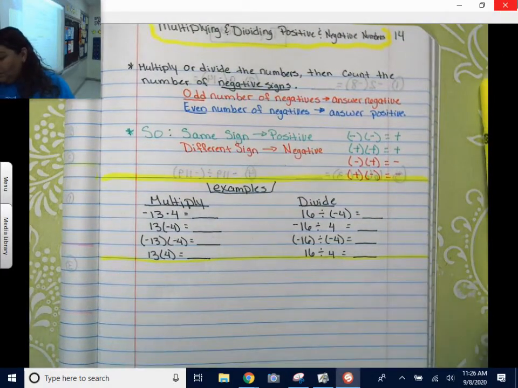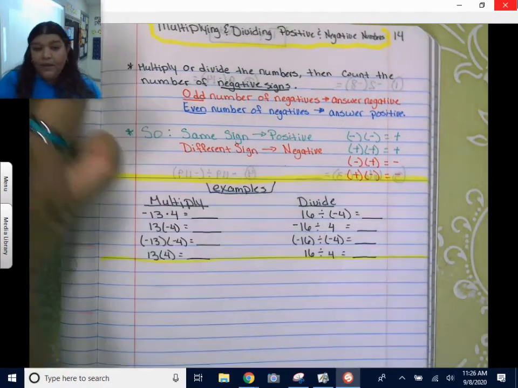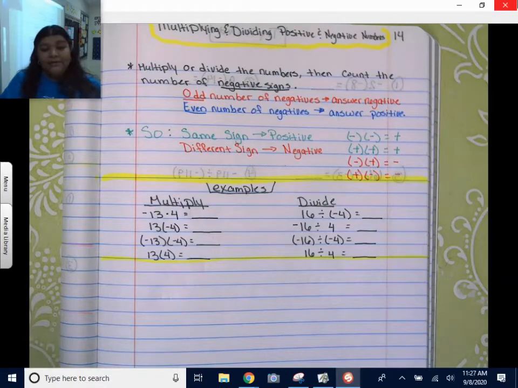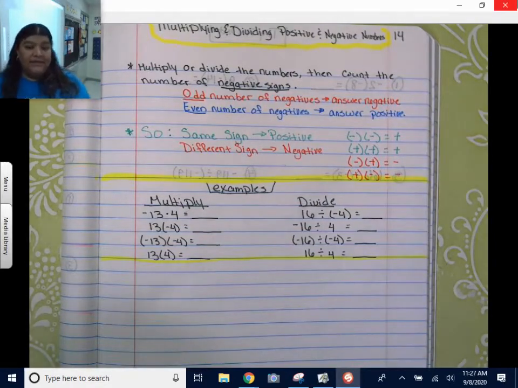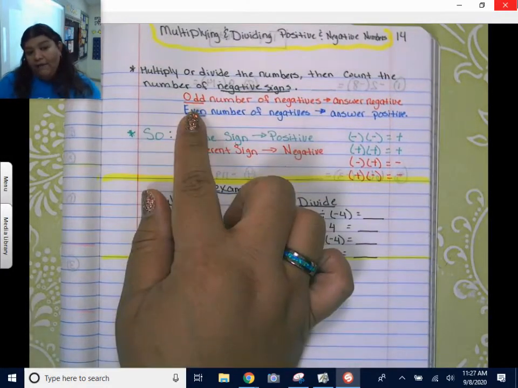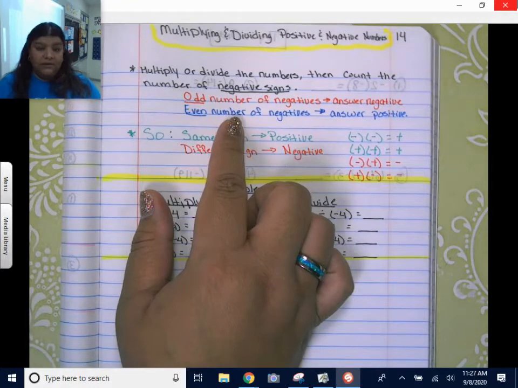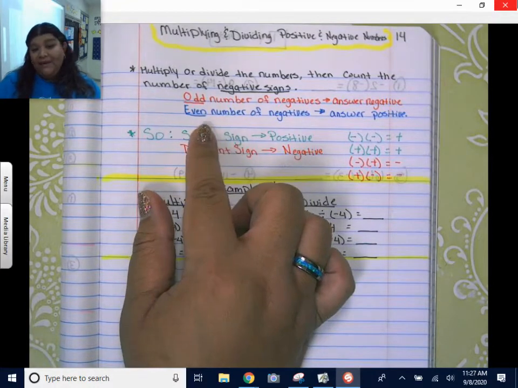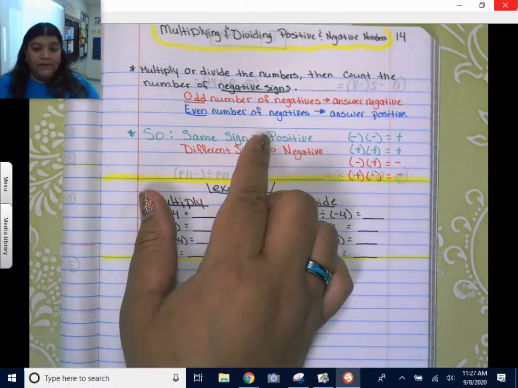All right, you should be done copying your notes. So let's get into the notes and I can explain. Multiply or divide the numbers, then count the number of negative signs, and that's going to tell you if your answer is going to be positive or negative. If you have an odd number of negatives, your answer is going to be negative. If you have an even number of negatives, your answer is positive.